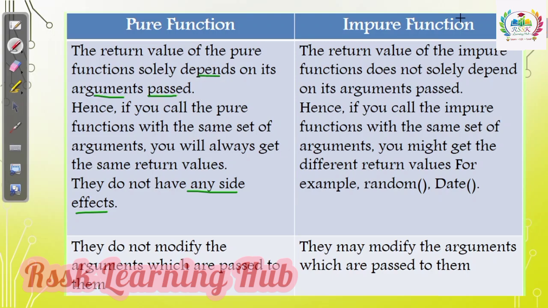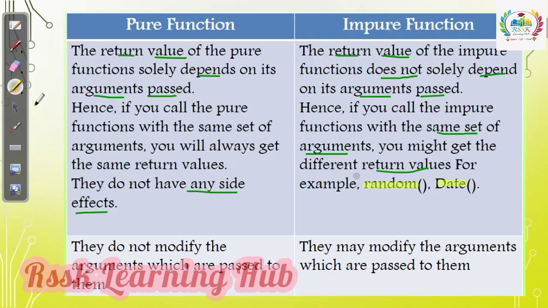Now coming to impure function, the return value. The return value of an impure function does not depend on the argument passed. Here it depends on, here it does not depend on. So an impure function with the same set of arguments may get a different return value. If you pass the same arguments also, in the previous example we saw the x value differ, so the y value automatically differs. For example, the random function.